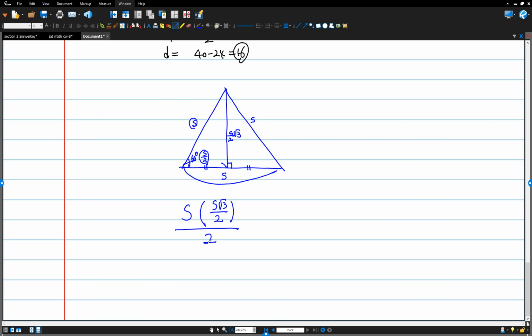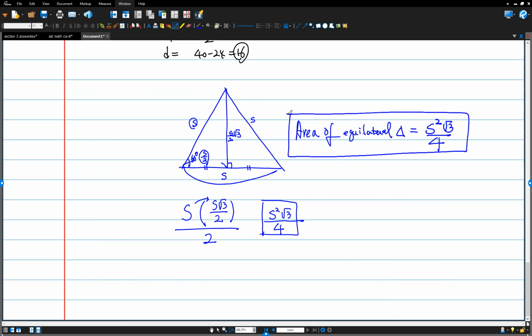Can you see that? S is going up here. S squared rad 3 over 2 and divided by 2 is what? 2 times 2 is 4, isn't it? This is the area of an equilateral triangle. You need to memorize this one. When you have an equilateral triangle with side S, the area equals S squared times rad 3 over 4. You need to memorize, okay? You don't have to calculate every time.